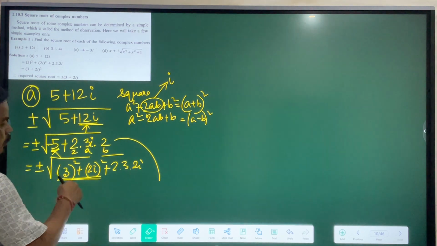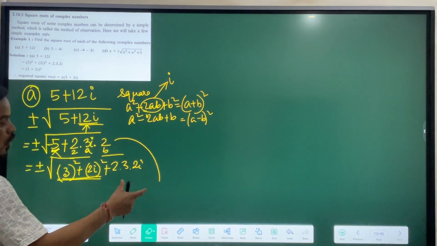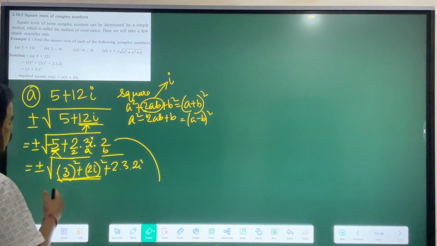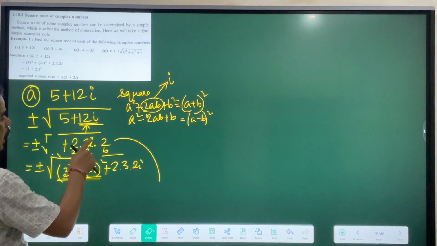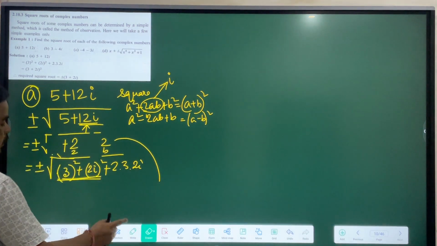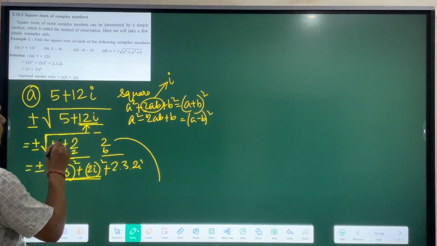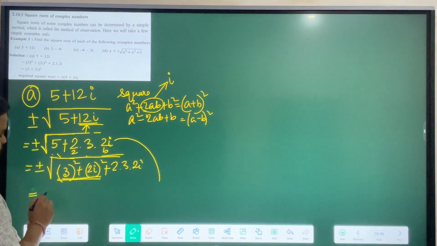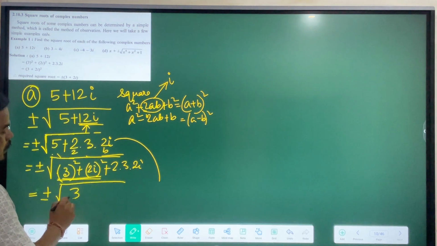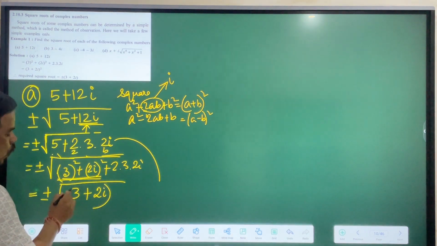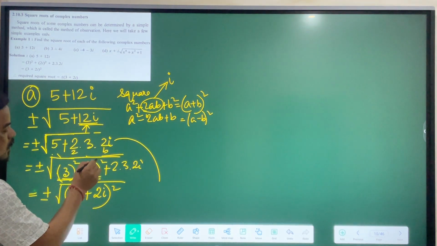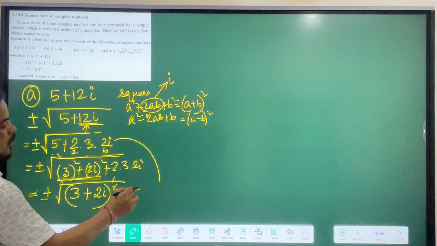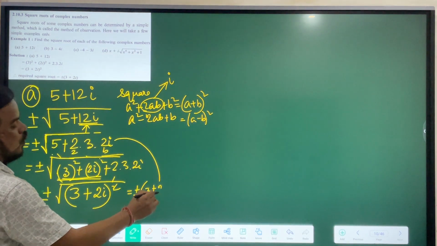I am talking very fast and explaining very fast, so you can pause the video. You can see what I have told. You can also make it slow to understand. So since there is no minus sign, this is only 5, that is 3 and 2i, so this is as it is. I hope you understand. Now plus minus 3 plus 2i whole square, a square plus b square plus 2ab is a plus b whole square. So the square root cancels. What is the answer? Plus minus 3 plus 2i.